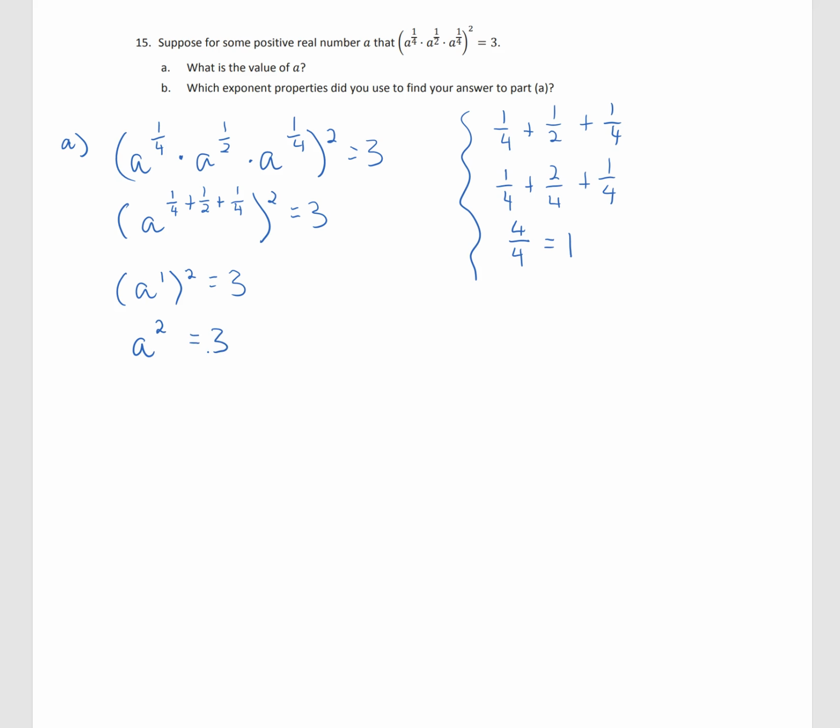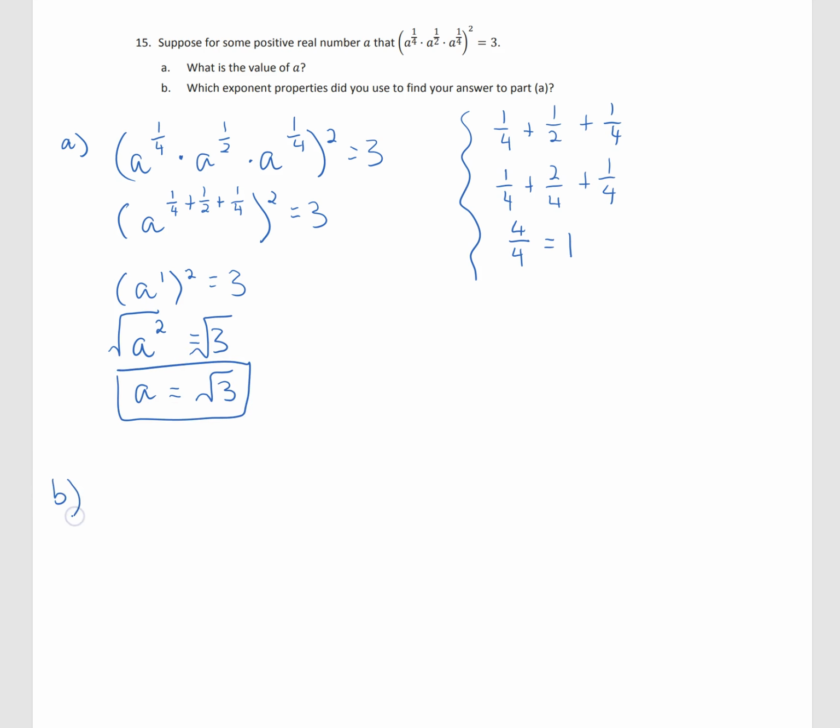equals 3. Now we just take the square root of both sides. We have a is equal to the square root of 3. Okay, so that's our answer to part A, the value of a.